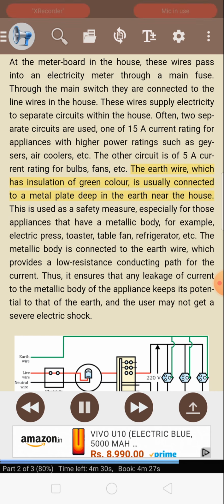The earth wire, which has insulation of green color, is usually connected to a metal plate deep in the earth near the house. This is used as a safety measure, especially for those appliances that have a metallic body, for example, electric press, toaster, table fan, refrigerator, etc. The metallic body is connected to the earth wire, which provides a low resistance conducting path for the current. Thus, it ensures that any leakage of current to the metallic body of the appliance keeps its potential to that of the earth, and the user may not get a severe electric shock.